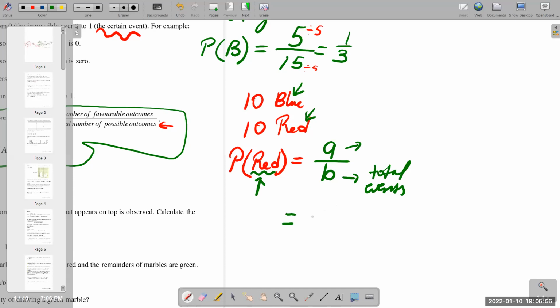Let me start with the denominator. The denominator is going to be the total. What is the total? I have to add these two things. That's 10 plus 10, which is what? 20. So we put 20 to the bottom, and to the top, we only want to focus on selecting red. But how many reds do we have? We have 10 reds. And so my answer would end up becoming what? 1 over 2. How did I get 1 over 2?